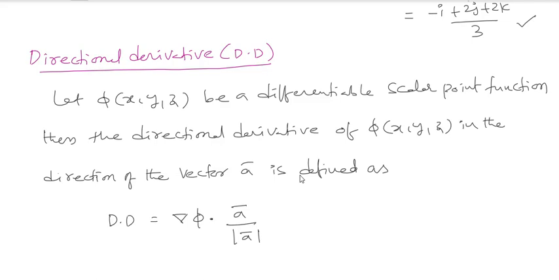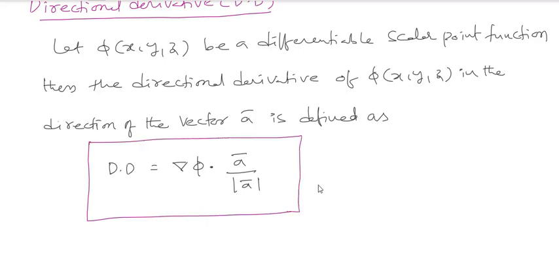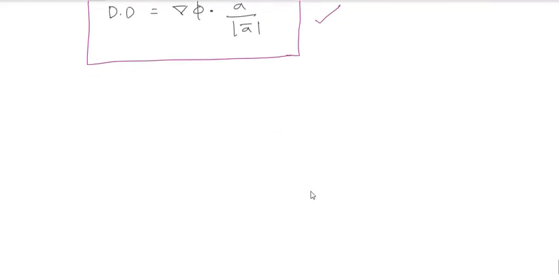They will give you φ(x, y, z) as a scalar point function, and the vector direction also they will provide you. So that is the part of your directional derivative. Between those two you have to take it as what? The dot product. Am I right or not? Yeah, that is the dot product.